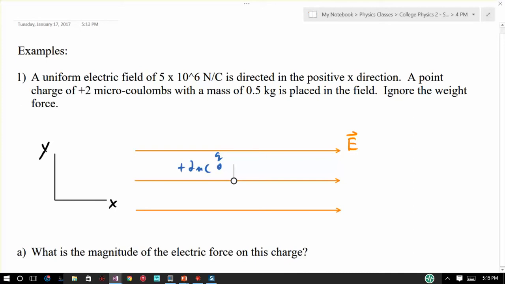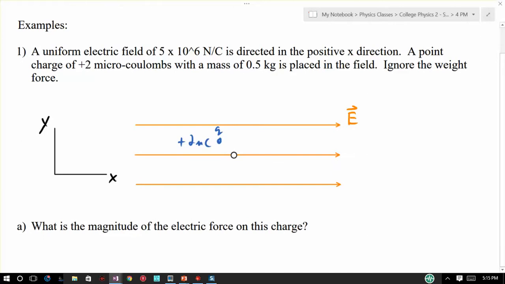And you can include the weight force, but for this case, to make it a little bit easier, we're going to ignore the weight force for this problem. So usually you include the weight force. If I tell you not to include it, I'll say ignore the weight force. Otherwise, assume there is a weight force, right? But for this one, we're going to ignore it. So this is a sketch of the problem.